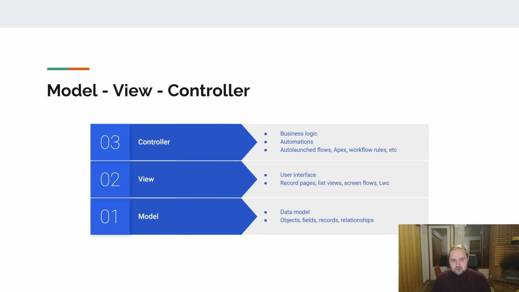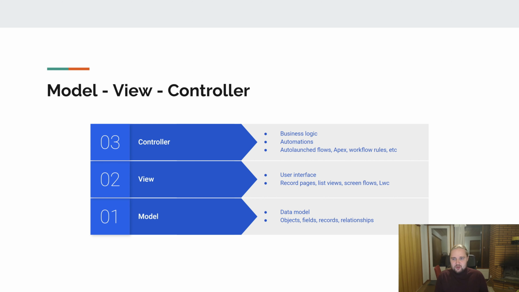So the model view controller is basically this way in which we can break down a system into three different parts. The model part, which is the data model, it's the objects, the fields, the relationships, contains the foundation of what you have in an information system. The view part contains the user interface, the record pages, the list views, those parts in Salesforce. And then the controller part contains all your automations and business logic and any actions that happen on the press of a button, etc. And all of these influence one another.